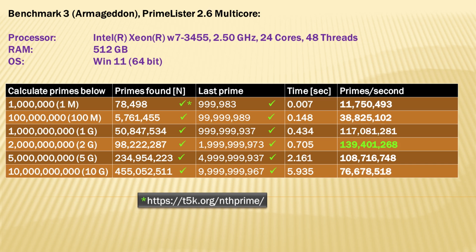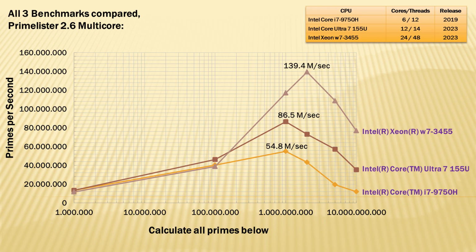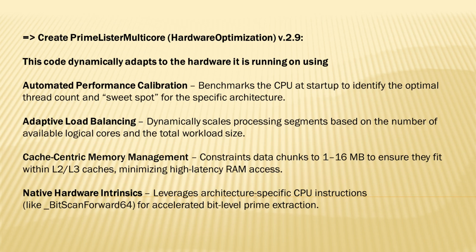Our Armageddon setup features the Intel Xeon W7-3455 with 48 threads. Here, version 2.6 scales even further, hitting an impressive 139.4 million primes per second for calculations up to 2 billion. This summary of version 2.6 shows a clear scaling path. As we move from 12 to 48 threads, the performance increases from 54 million to nearly 140 million primes per second. To push these boundaries, we developed version 2.9.